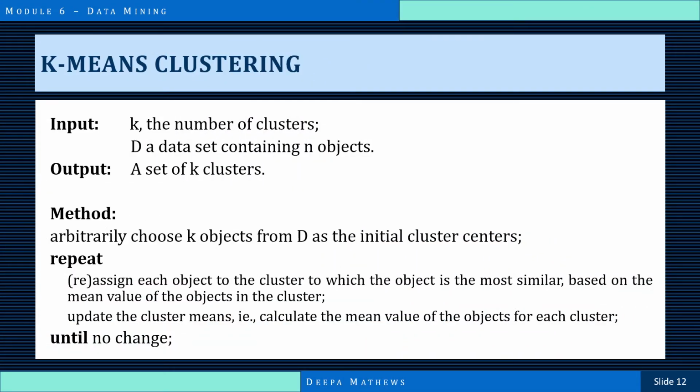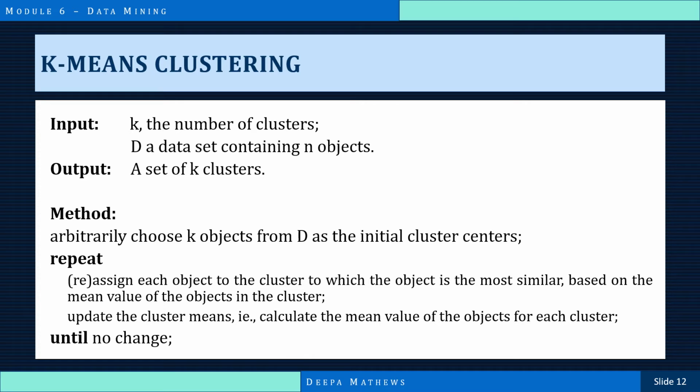Now let's look into the k-means clustering algorithm. The inputs to the algorithm are k, the number of clusters, and D, the dataset which consists of n objects. The output from the algorithm is a set of k clusters. To start with, we need to select k objects from the dataset D as the initial cluster centers. So initially we are choosing k objects.